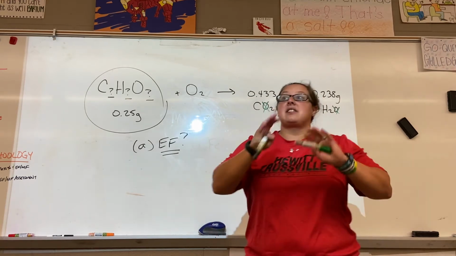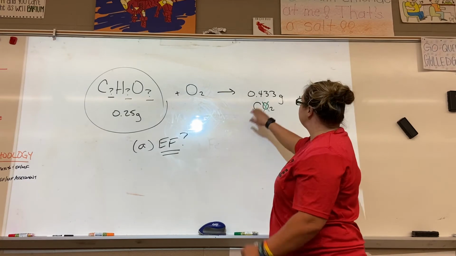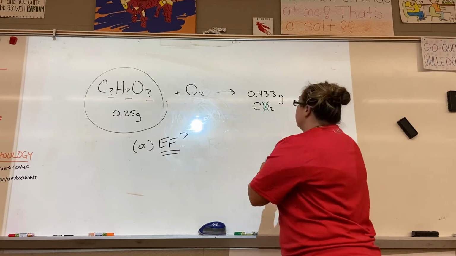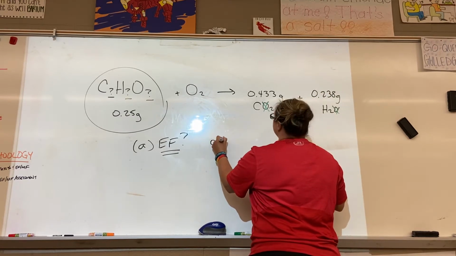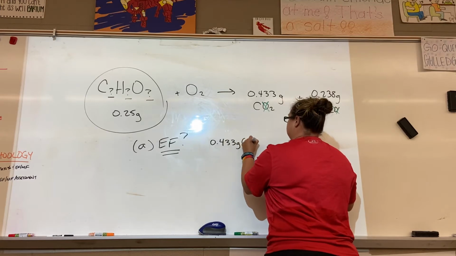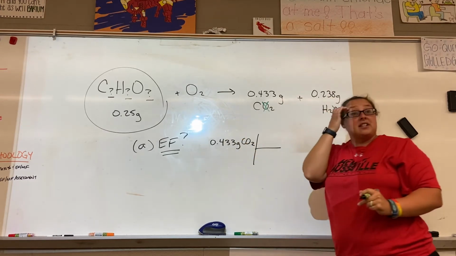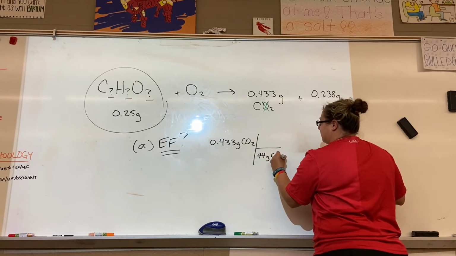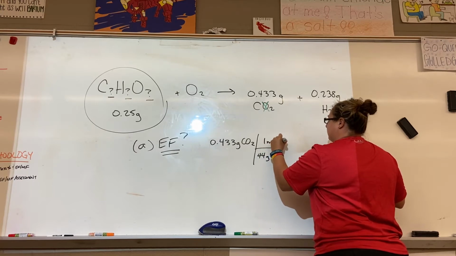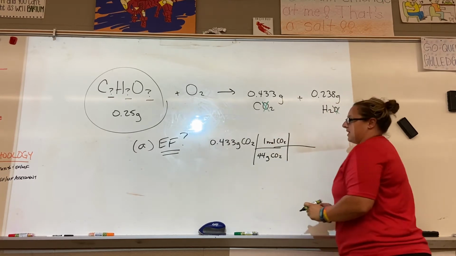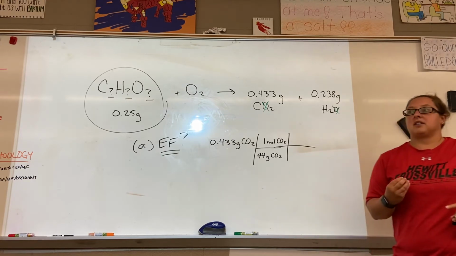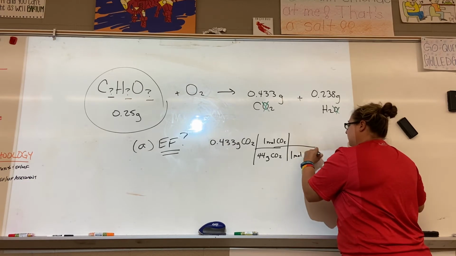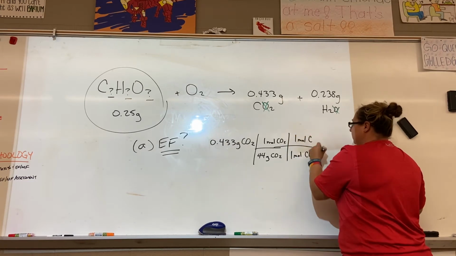So let's start step 1. We are going to take this information and pull just carbon's moles out, okay? So I'm going to take 0.433 grams of CO2. Then I have to get into moles, right? So 44 grams of CO2 is for every 1 mole of CO2. Now what do you think the next step is if I just want carbon out of that? 1 mole of CO2 is 1 mole of carbon. Very good.